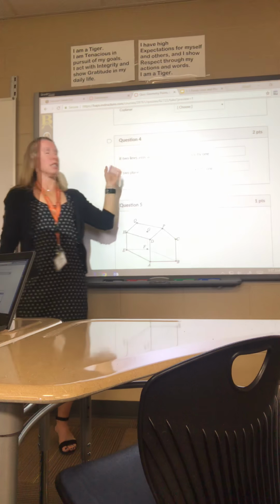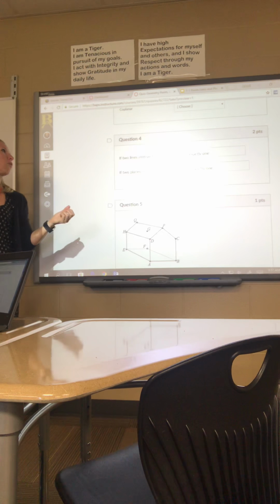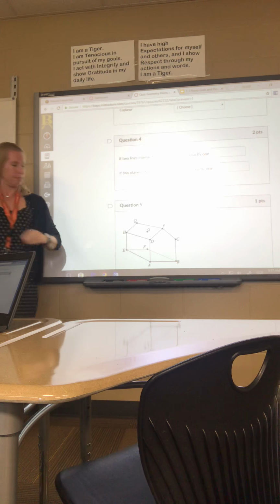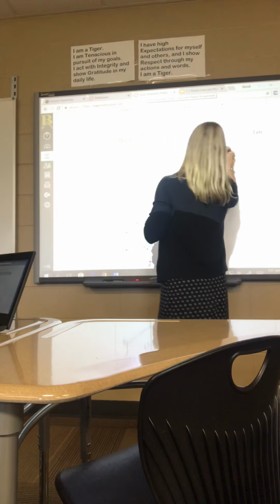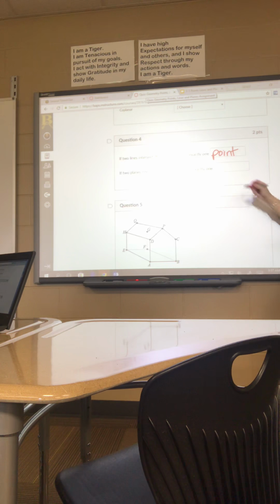Now question 4, this is another really important one. You're going to see this throughout the whole year. If 2 lines intersect, their intersection is exactly 1 point. Good, and that is on your test on the 18th. If 2 planes intersect, their intersection is 1 line. That is also on your test on the 18th.